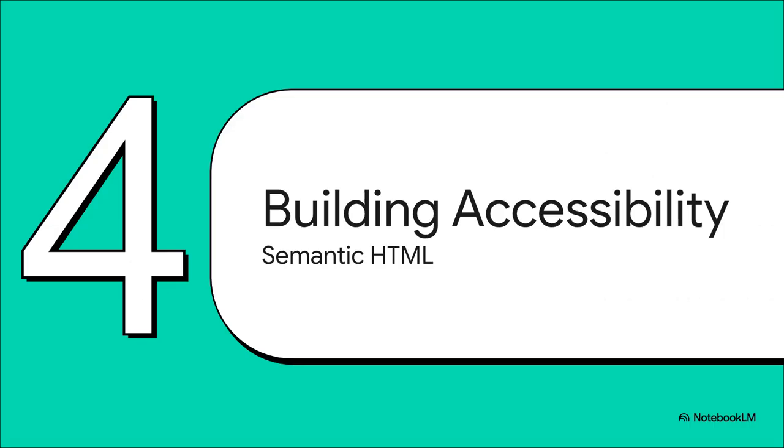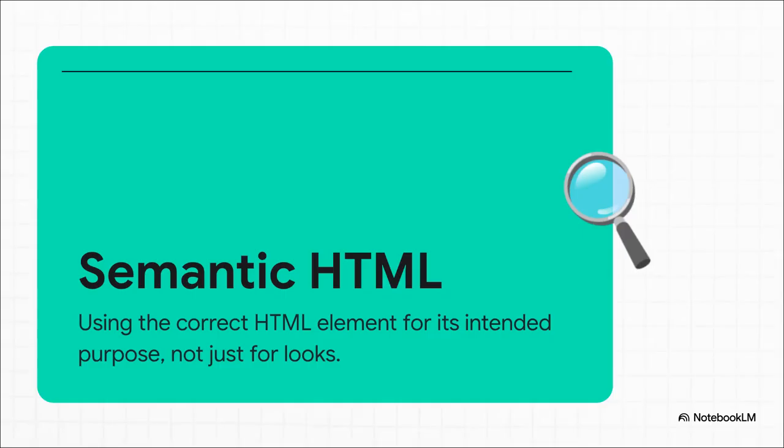Which brings us to Section 4, building for accessibility and the power of semantic HTML. This is where we run into semantic HTML, or what developers sometimes playfully call POSH, plain old semantic HTML.